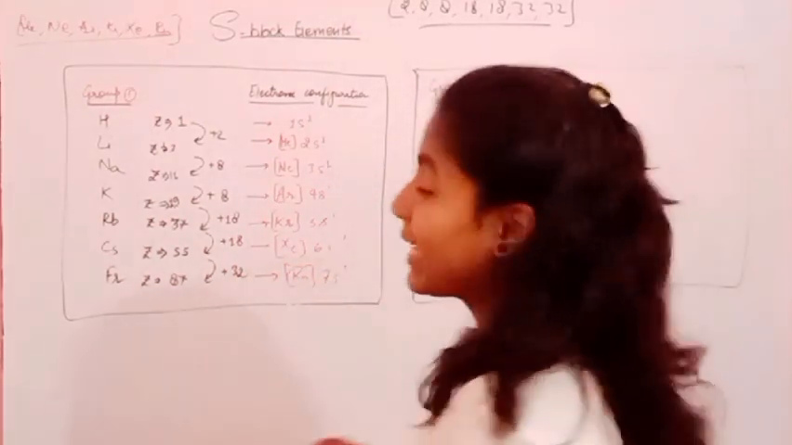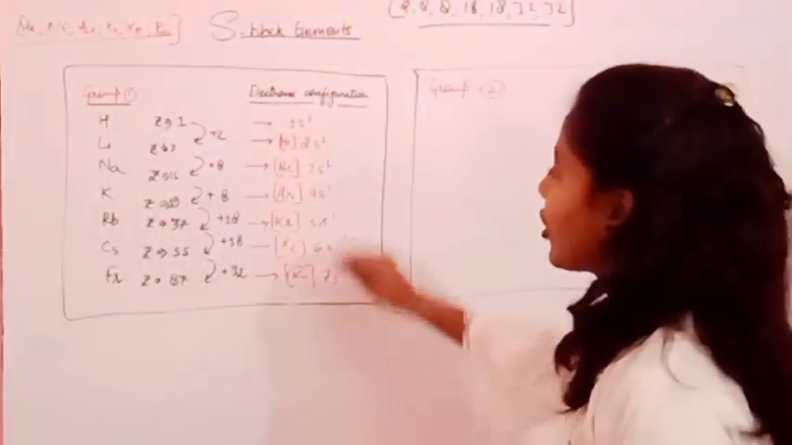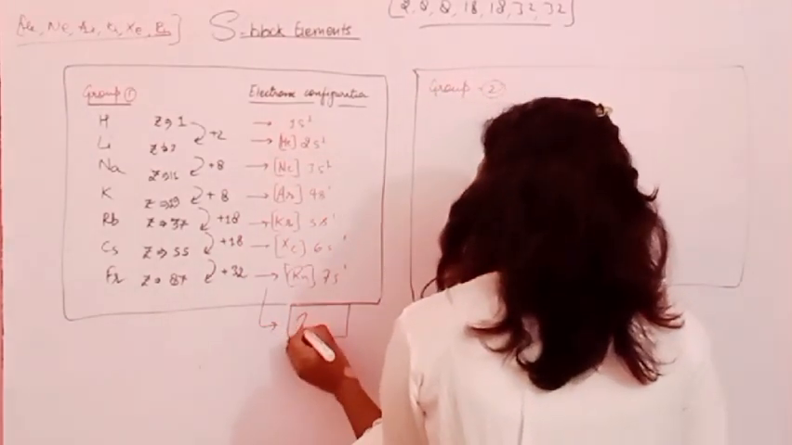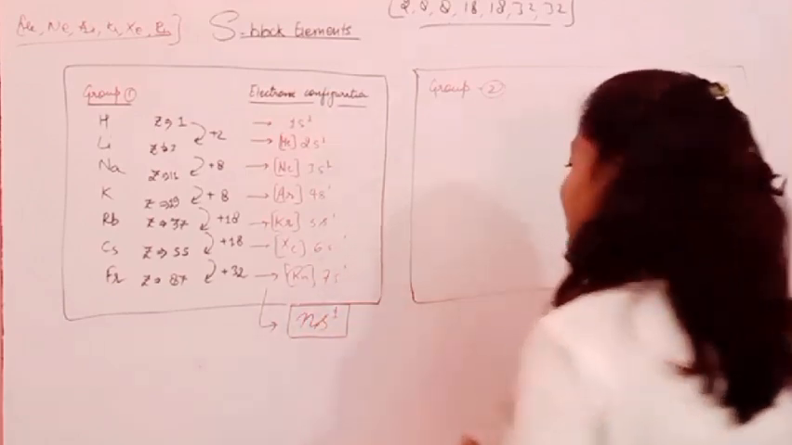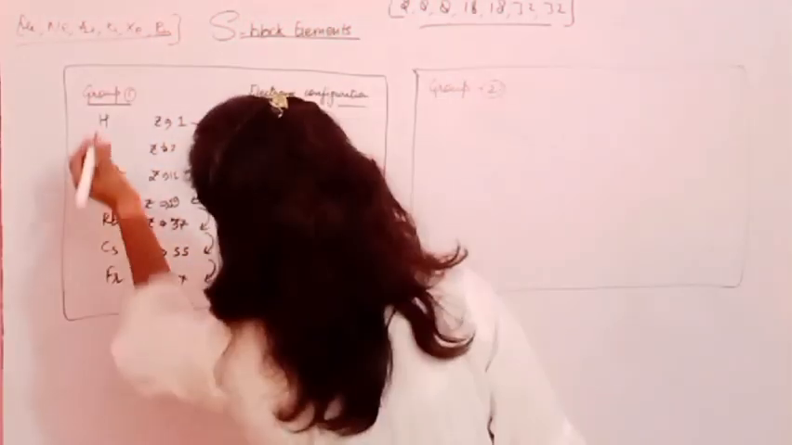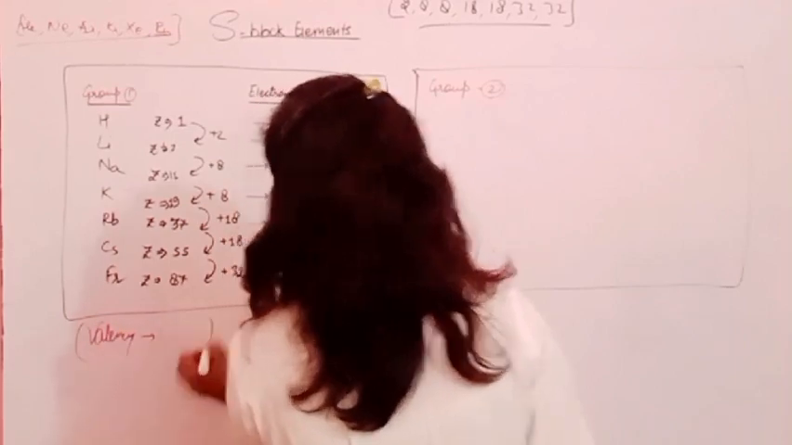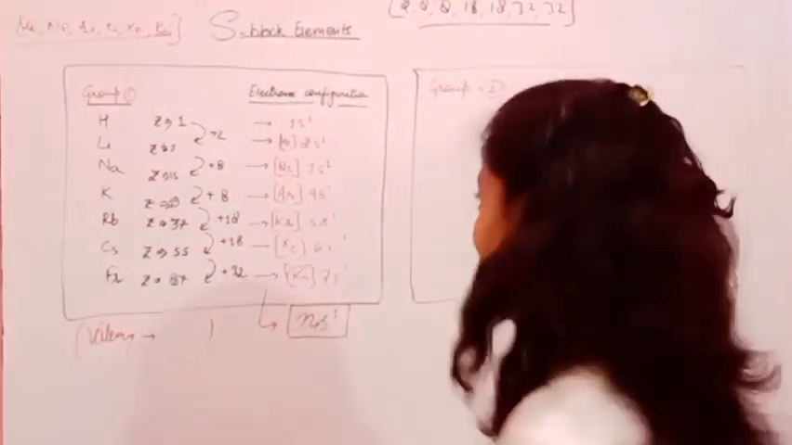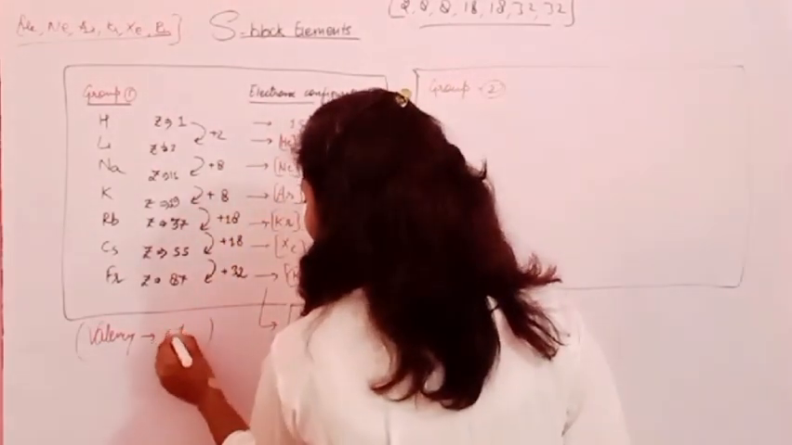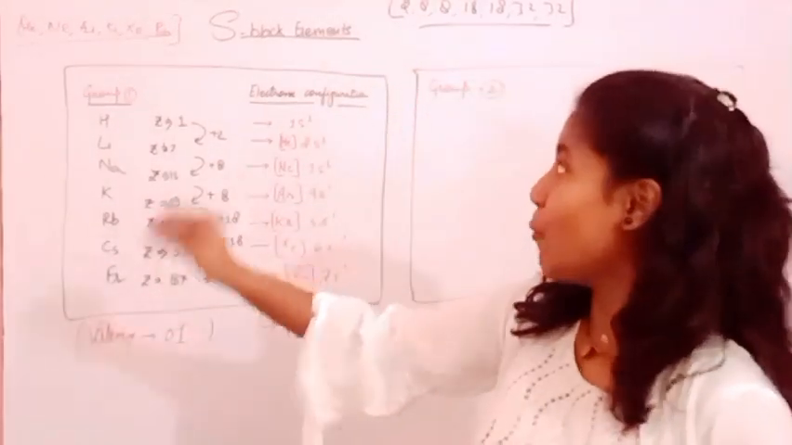Now in this table you can clearly see the valence electron or the outermost electronic configuration goes in the form of, I'm writing here, ns1. You can clearly see what I wanted to say here. Now if I ask you what is the valency or the outermost shell in group number 1, that's no more than 1. You can see in the outermost shell the electron is only 1. So what is the valency here? 1.